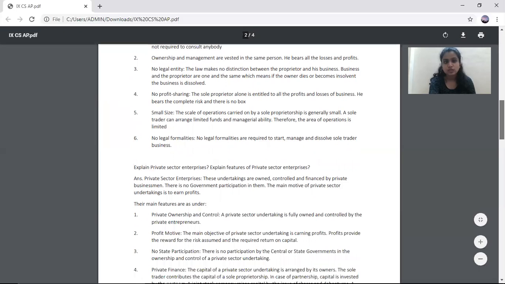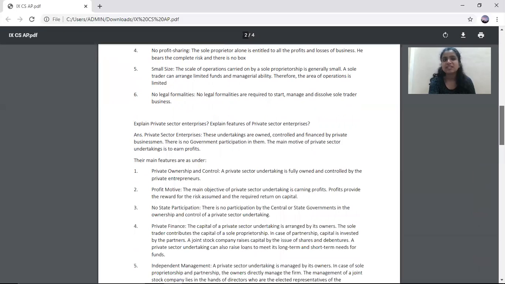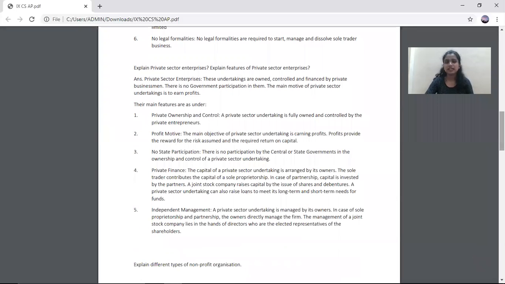The next question, question 2b, is explain private sector enterprises and explain its features. Now again, this question comprises two parts. So first you will solve your first part, that you will explain what a private sector enterprise is. You will say that it is something that is owned, managed and controlled by one single person, and their motive is to earn profit. There is no government intervention. Just these 2-3 lines you can write.